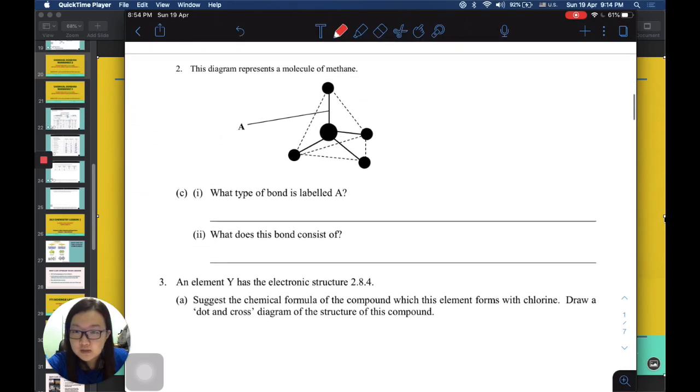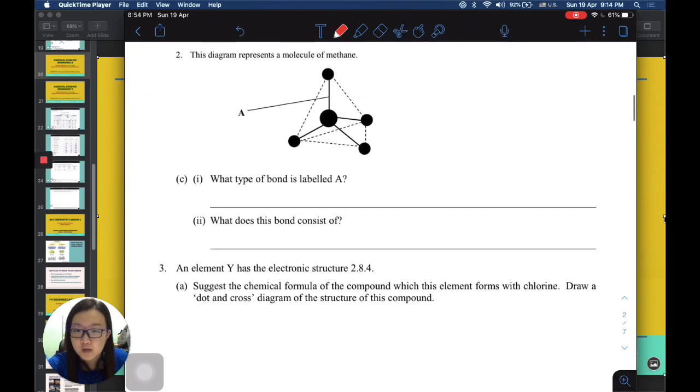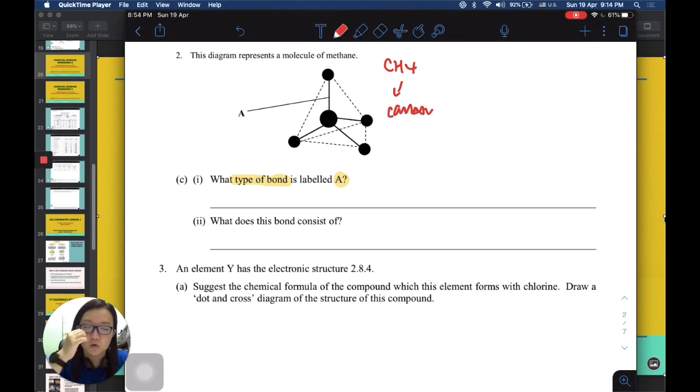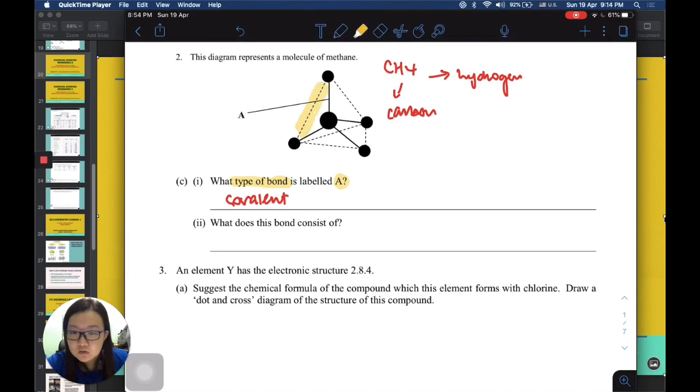Let's look at part C. C part 1. What type of bond is labeled A? Again, if you understand that methane is a covalent compound, then it becomes very easy. Obviously, covalent compounds contain covalent bonds. If you break it up, carbon is a non-metal, hydrogen is a non-metal, so they form a covalent bond. So covalent.